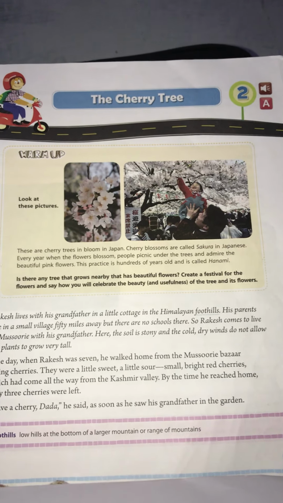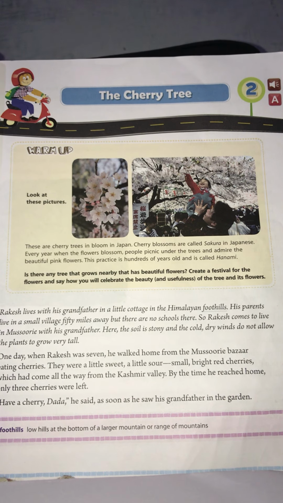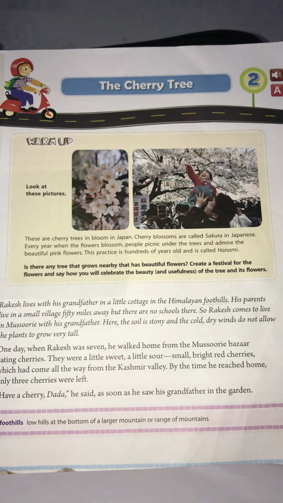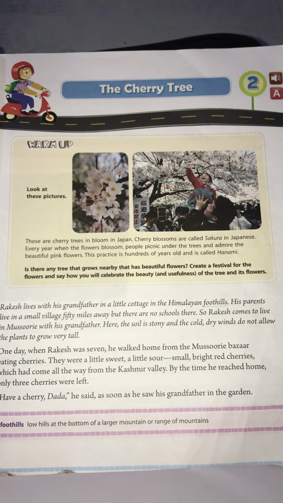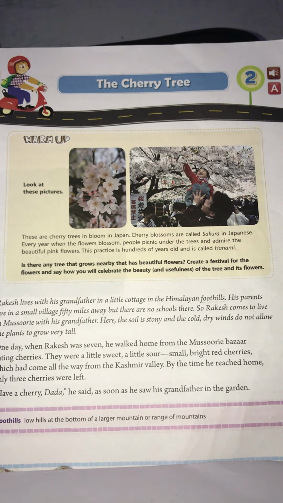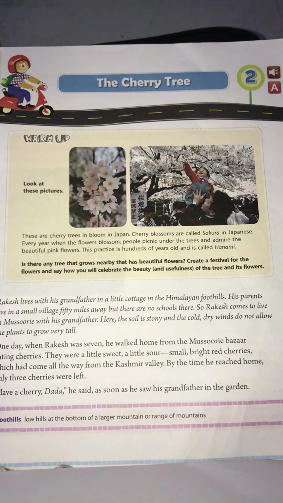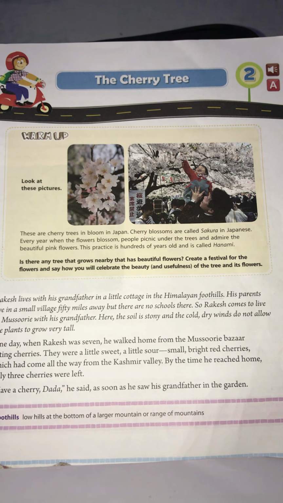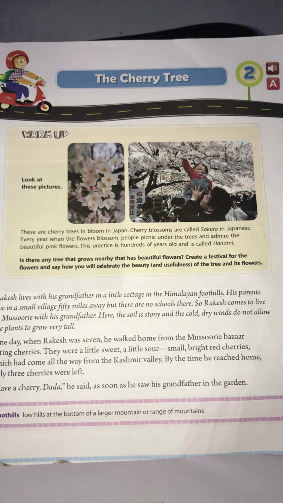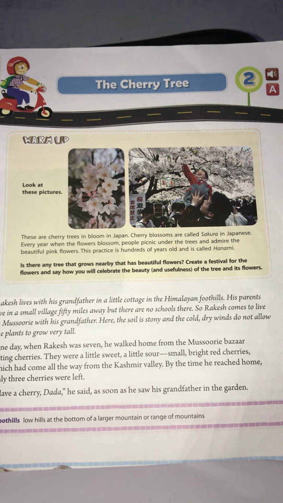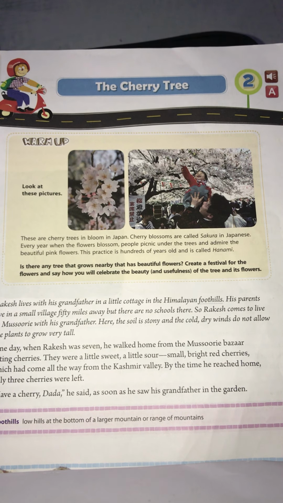Now let's see the journey from seed to fruits. Rakesh, the protagonist, digs the ground with a spade and plants a seed of a cherry tree in his grandfather's garden in Missouri. The plant is in the corner of the garden, protected from wind and snow.